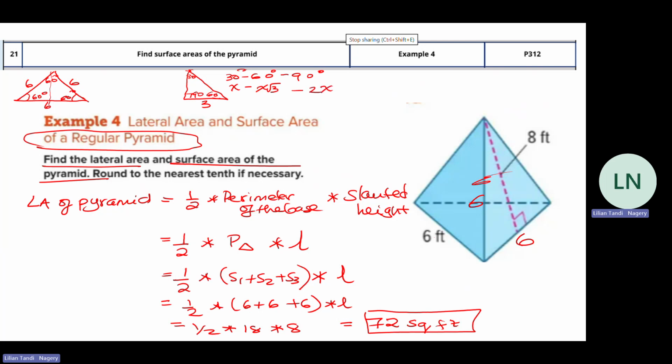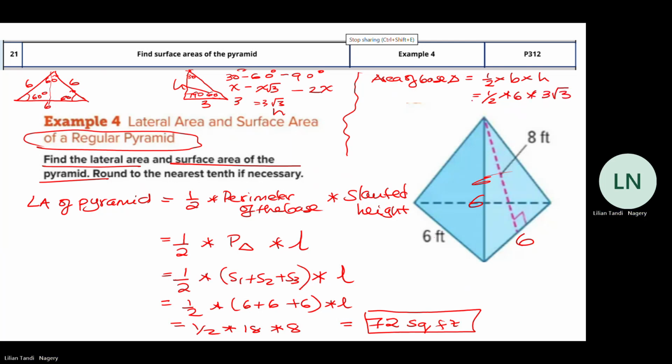What do I know? I know x is 3. So my height will be 3 square root 3. That's my height because my height is here where 60 is. Now find the area of the triangle. Area of the base triangle is half times base times height. Half, my base is how much? 6. And my height is how much? 3 square root 3.